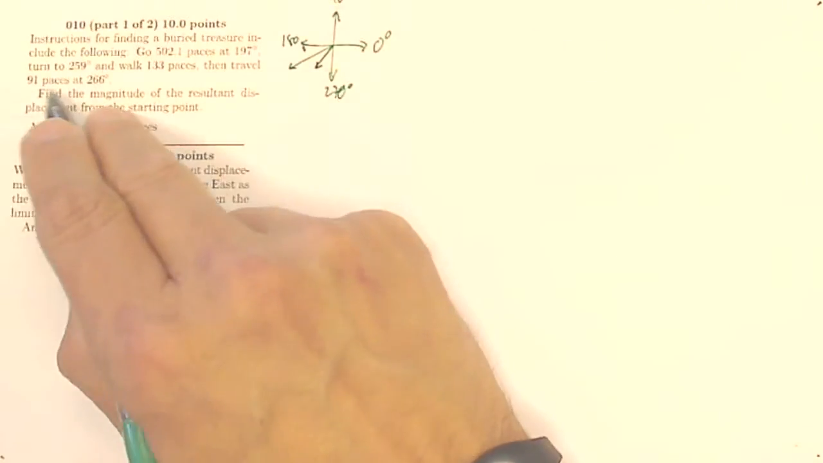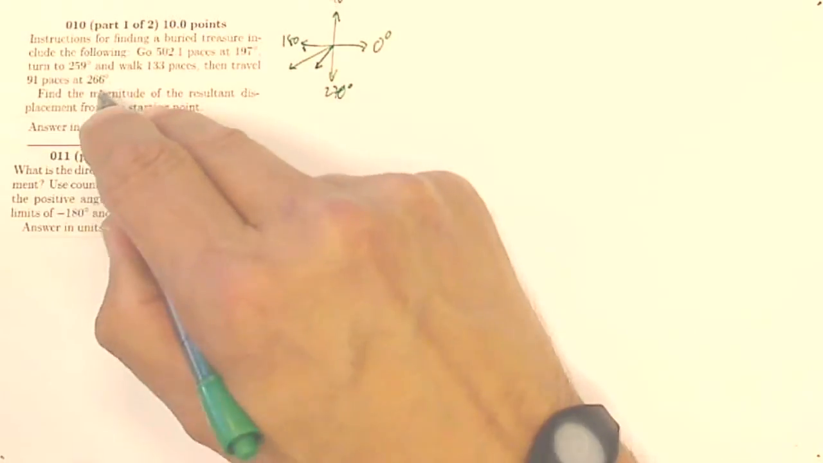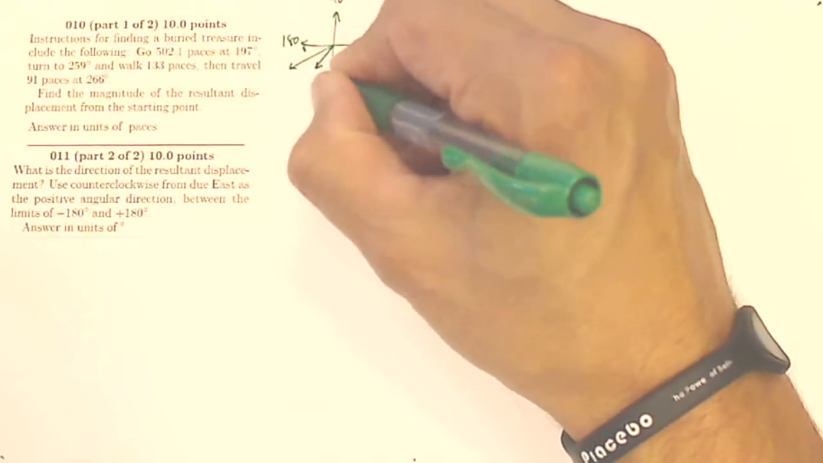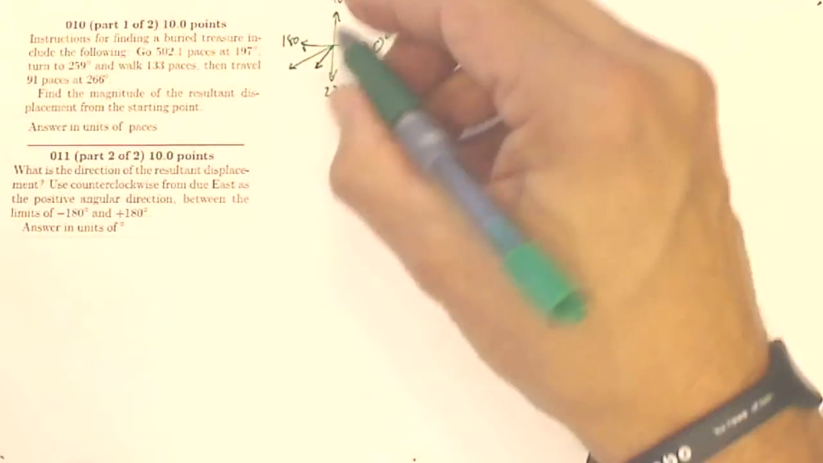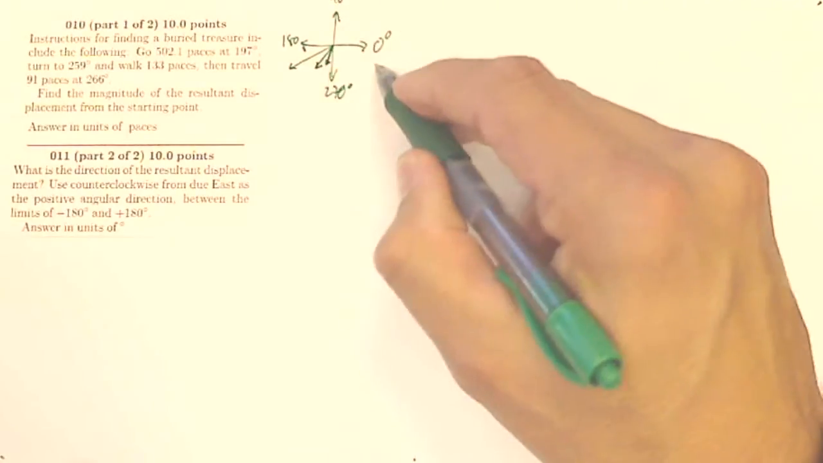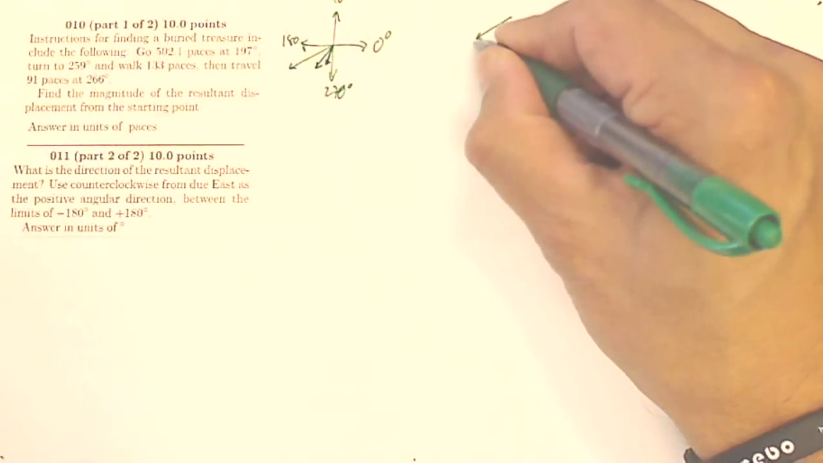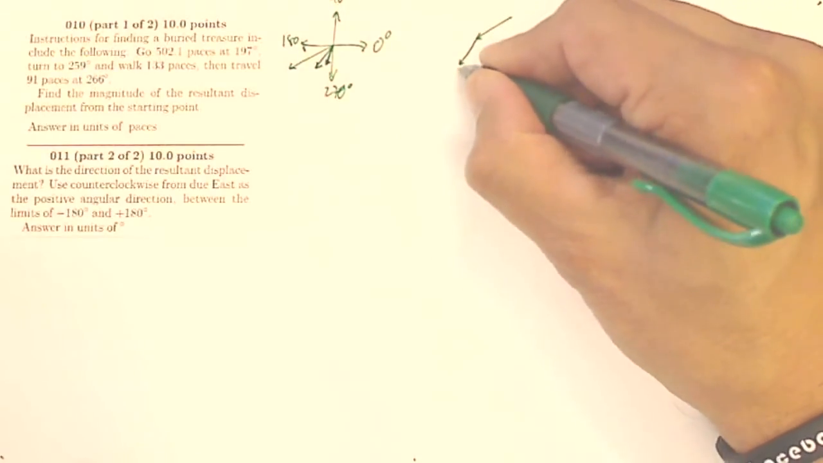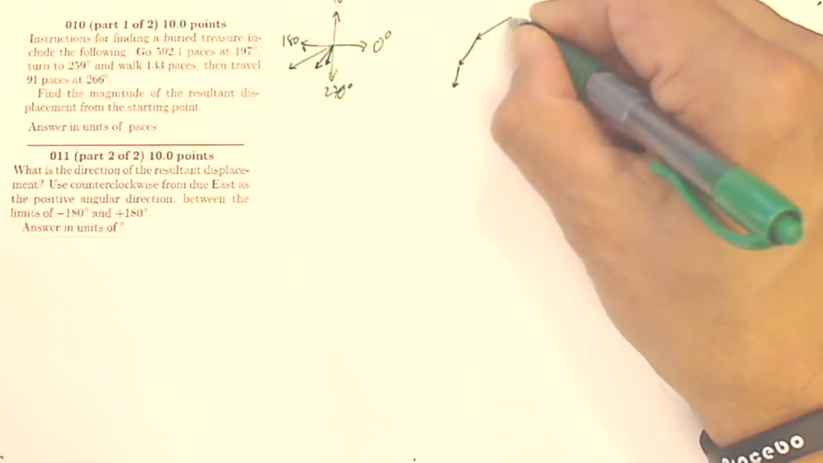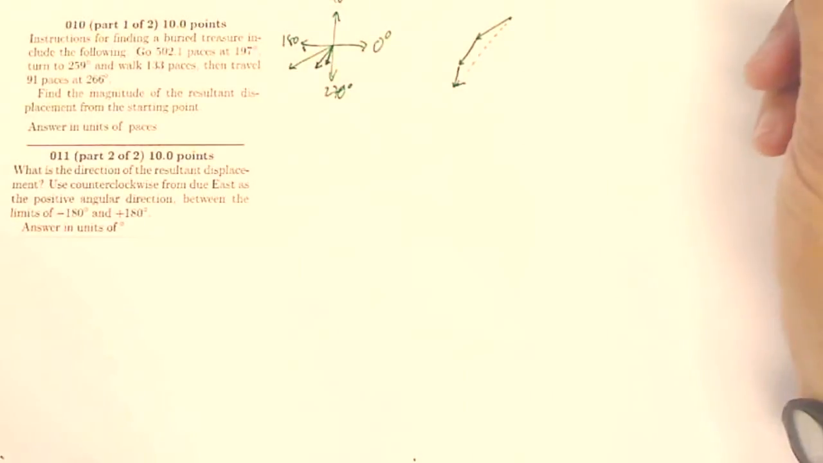And then travel 91 paces at 266. Well, that's a little bit more than 259, so that one's also down here, and that's, for me, 91 paces, so that's a small vector here. So I've got these three vectors, and if I head to tail them, I know that was my first vector, then my second one is a little bit over this way, and my third one is a little bit over this way, and so what I'm resulting with is a final vector that goes down in this direction.